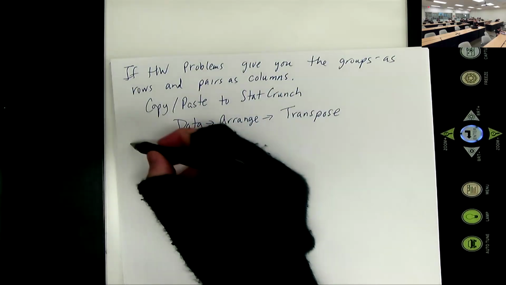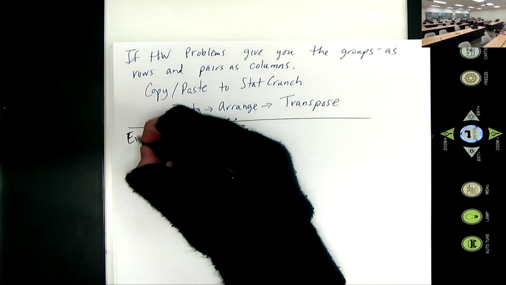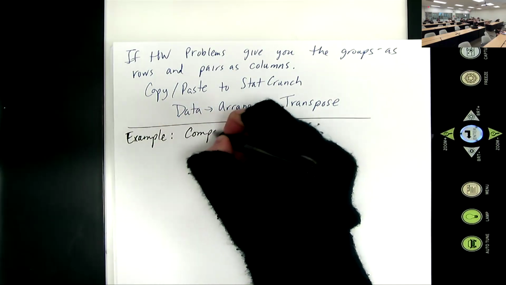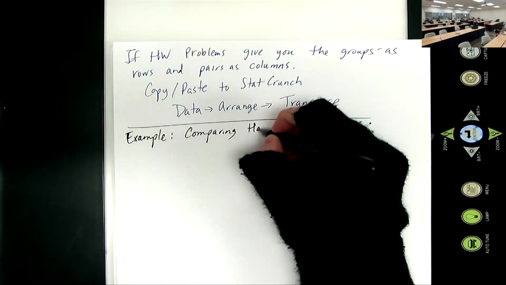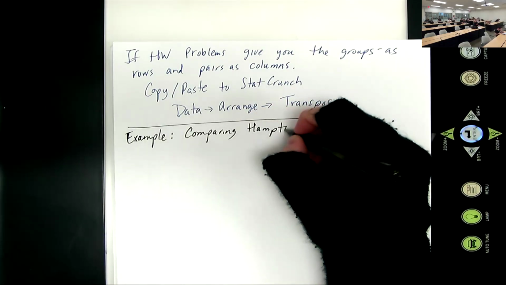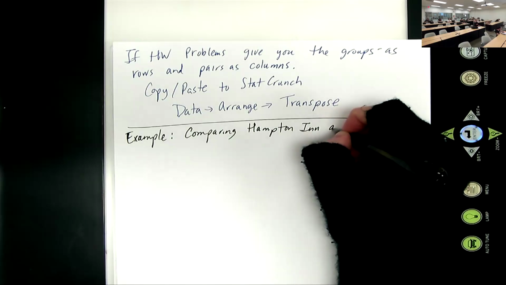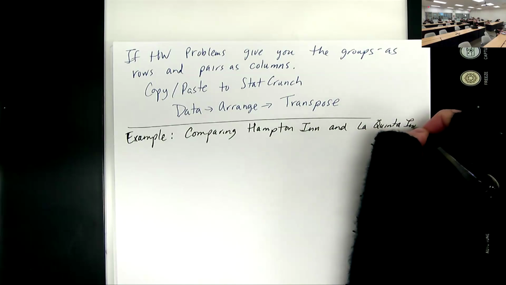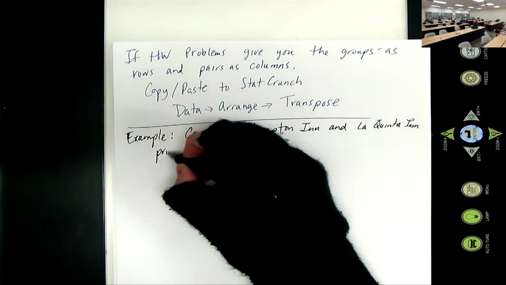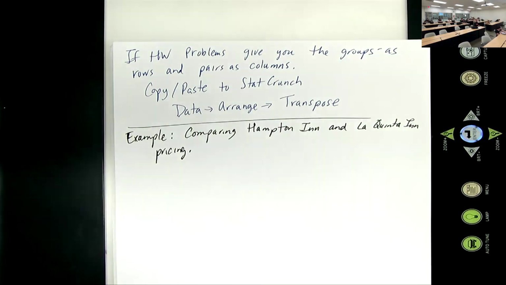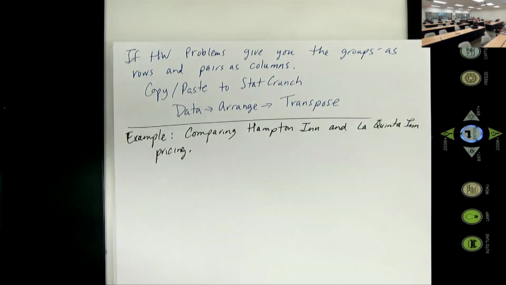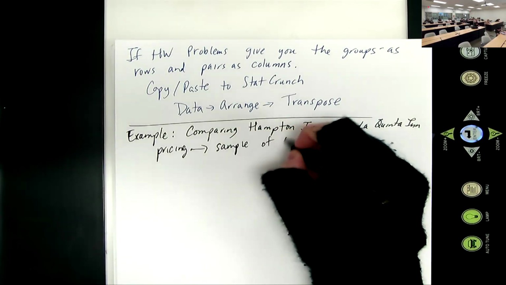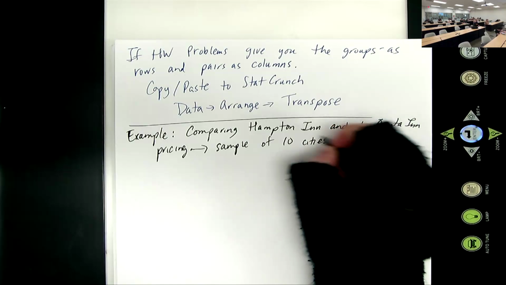Our first example is gonna be on comparing Hampton Inn and La Quinta Inn pricing. And it's done by a sample of 10 different cities where there's members in each one.